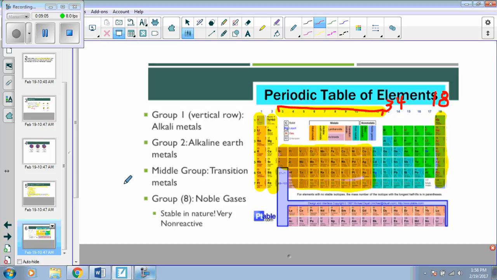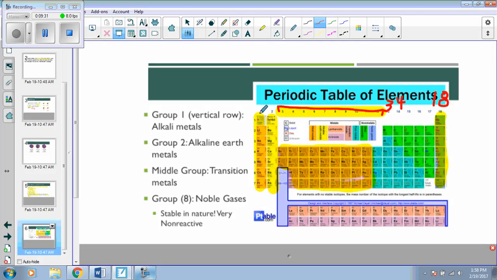To finish out, the noble gases are awesome in the science world because they're so incredibly stable. If you guys recall, our atoms, our elements, want to have 8 electrons. That's what group 8 or group 18 does for the noble gases. It allows them to have 8 electrons in their valence shell.